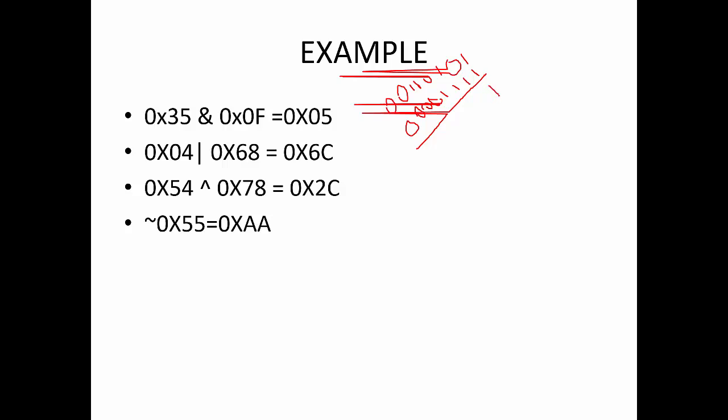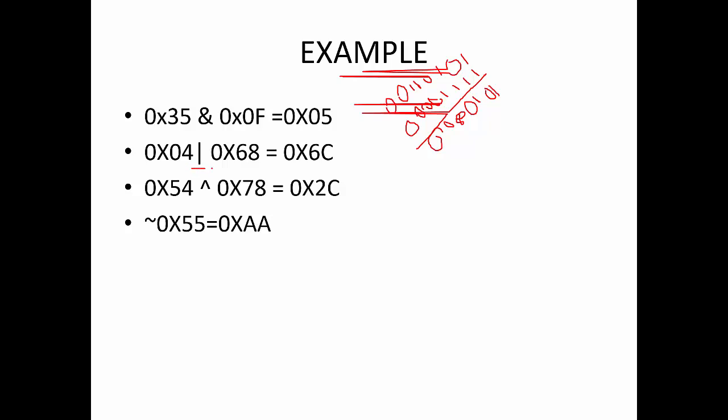So 1 and 1, you will get 1. This bit is 0, and this bit will become 1. And this is 0, this is 0. This is 0, and this is also 0. So if both inputs are 1, then my output will become 1. Otherwise, the output will become 0. That is the truth table of the AND operation.